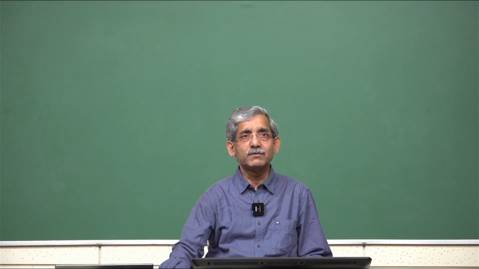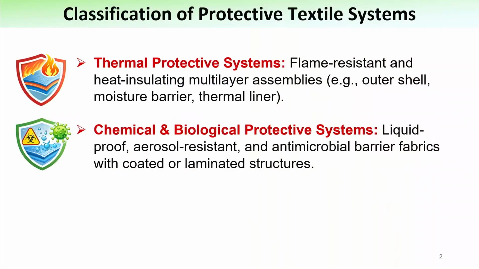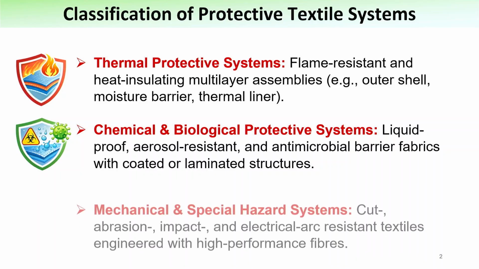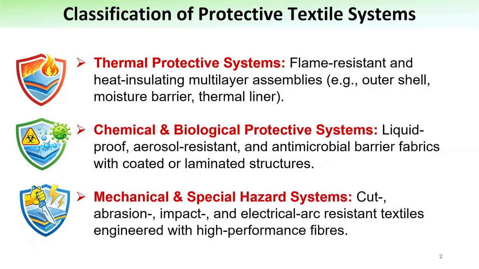So, if we classify the protective textiles, as we have all discussed in different modules, thermal protection is one type of protection, chemical and biological protection, and mechanical and special hazard type systems. Here we have discussed the thermal, chemical and mechanical protection. Now, biological protective systems are also important.